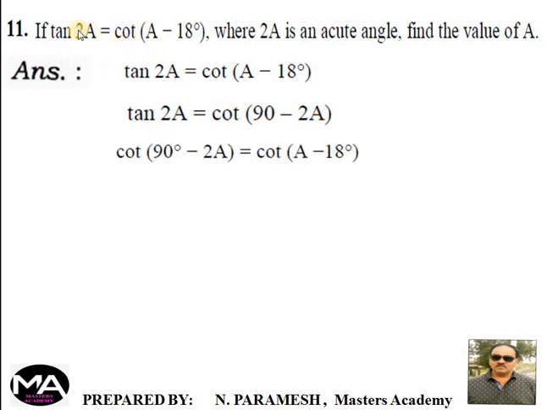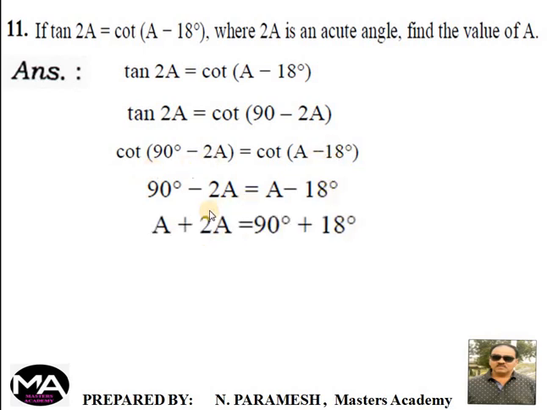Substitute in the given problem. In place of tan 2a, substitute cot of 90 degree minus 2a. That is equal to cot of a minus 18 degree. Cot gets reduced. 90 degree minus 2a is equal to a minus 18 degree.